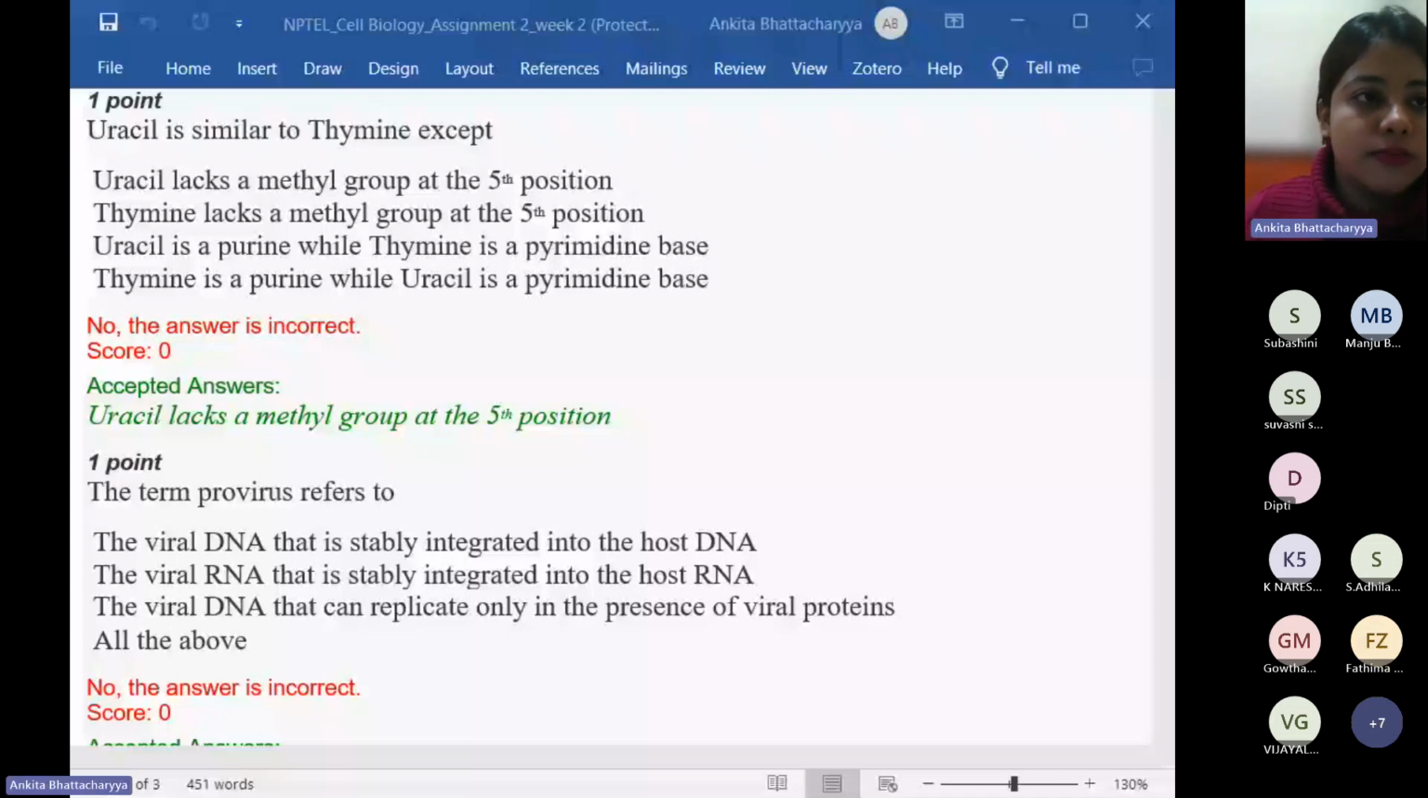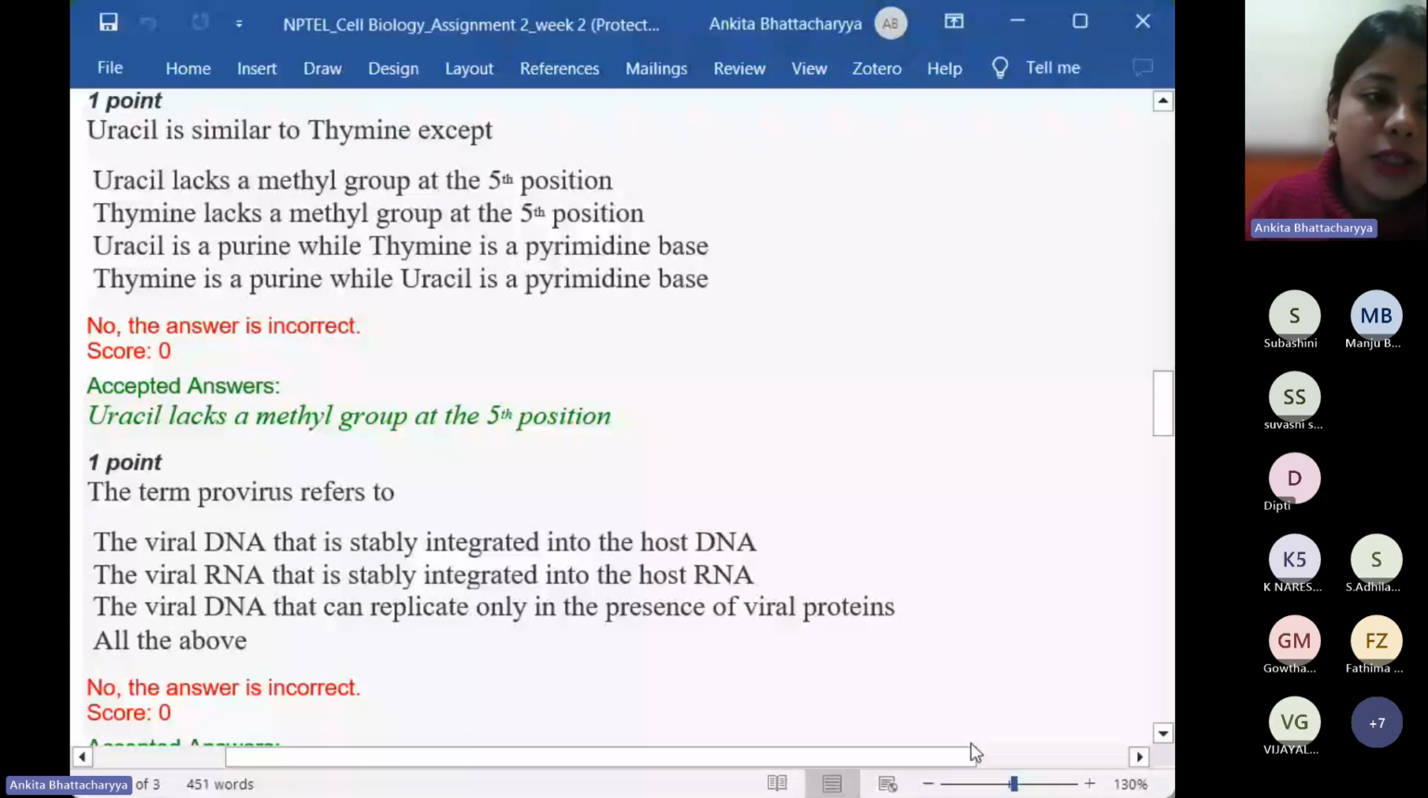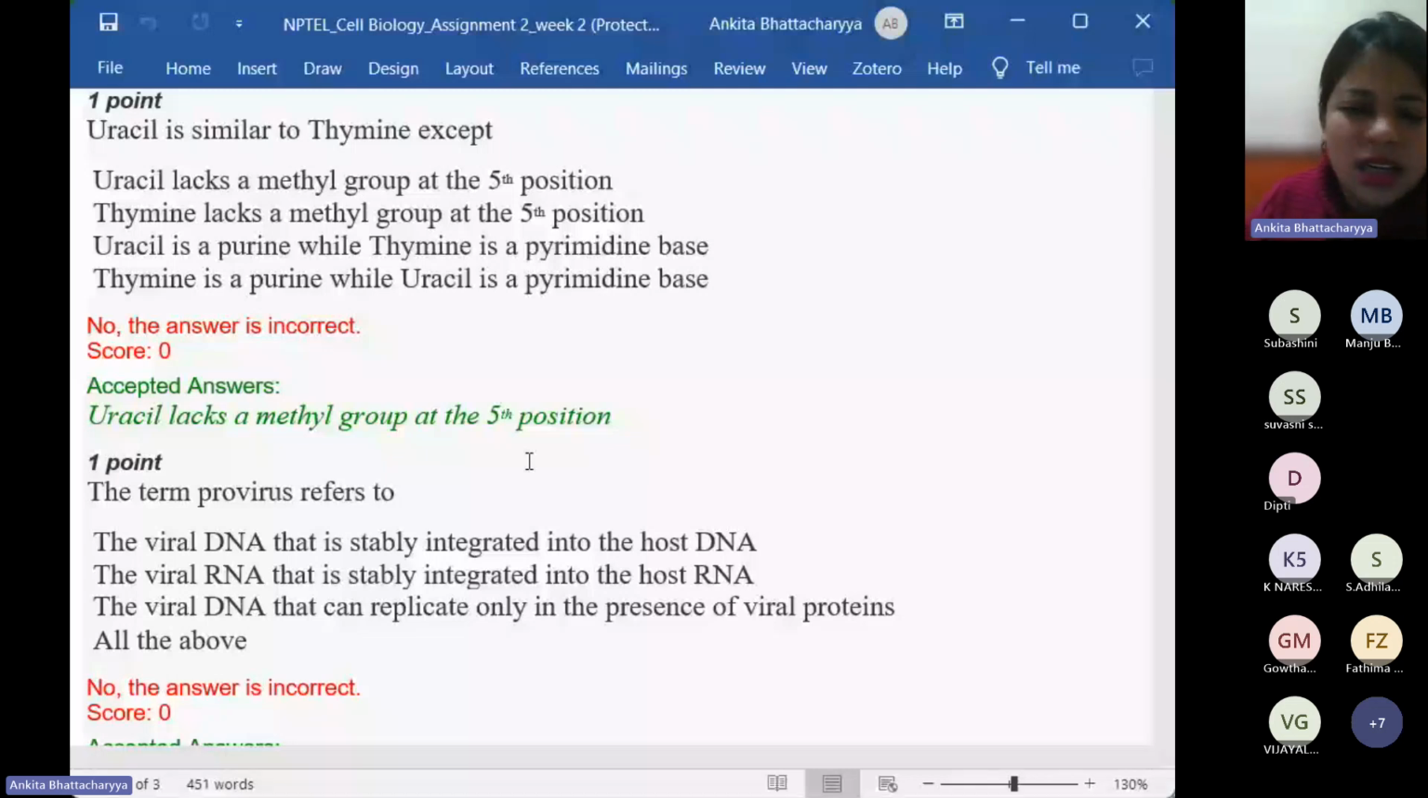Okay, so coming back to the questions. The answer to this would be that uracil lacks a methyl group at the fifth position, which is the point of distinction between uracil and thymine. A very direct question. If you go through the structures of all, you would be able to understand them.